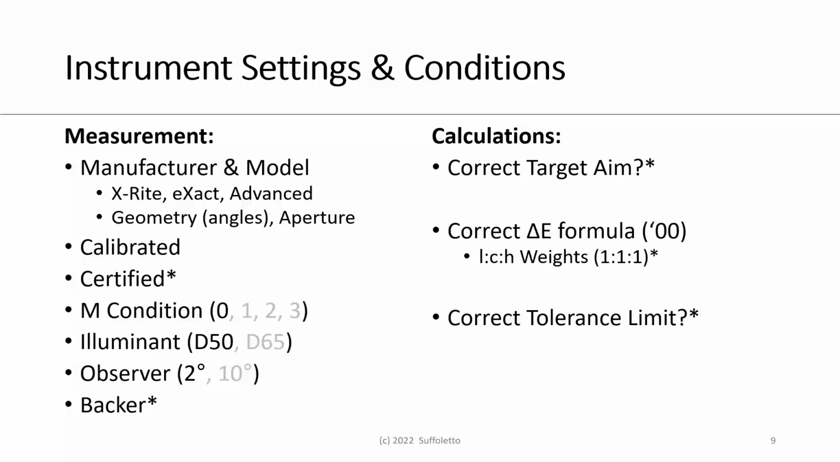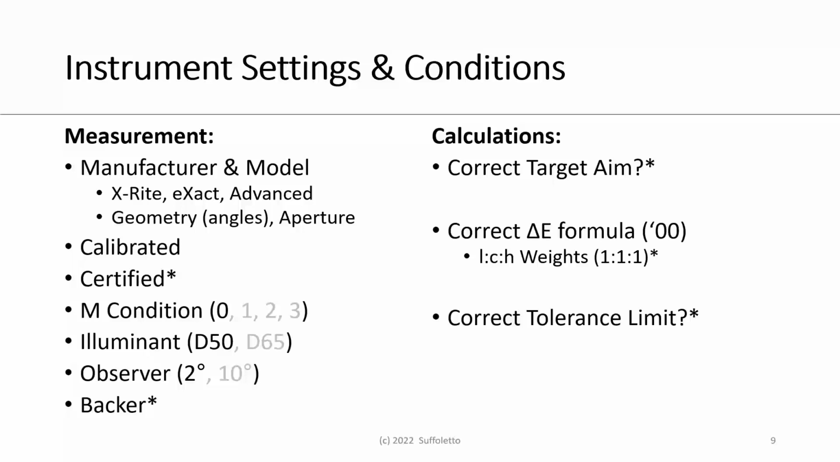The illuminant can be D50 or D65. The graphic arts printing industry prefers D50. D65 is preferred by photography and computer graphics. You have the observer angle, 2 degree or 10 degree. Graphic arts printing prefers 2 degree. The paint industry and the plastics industry prefer 10 degree.